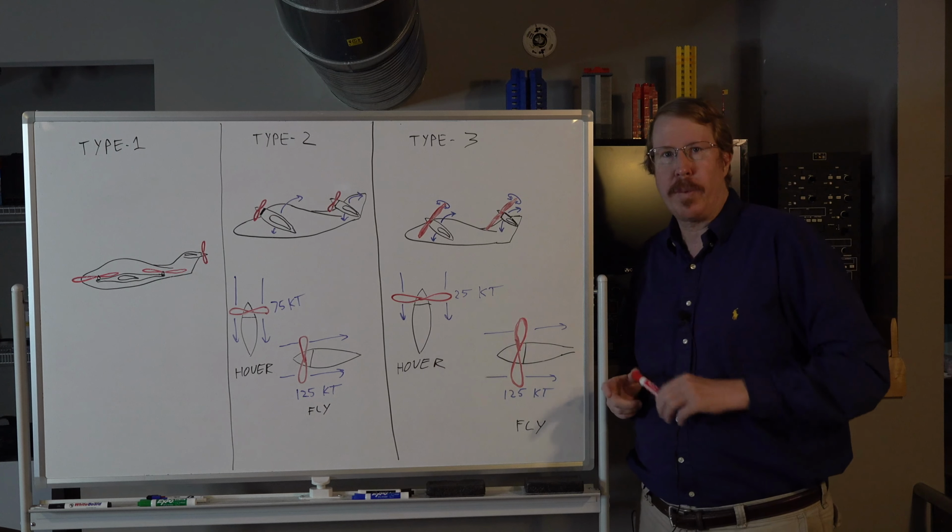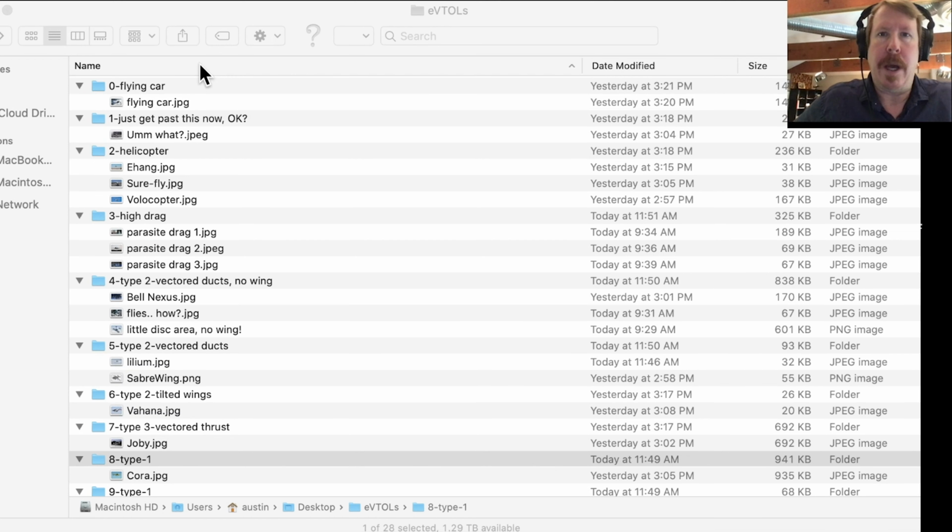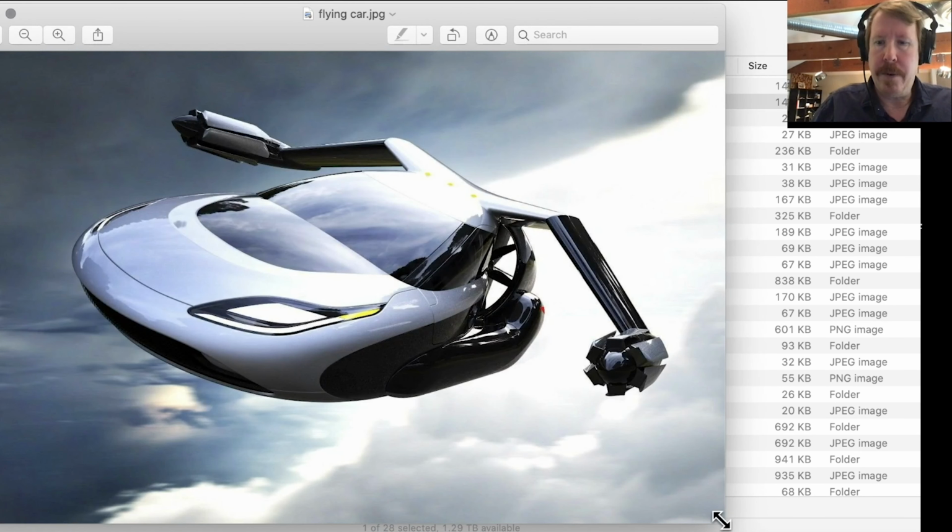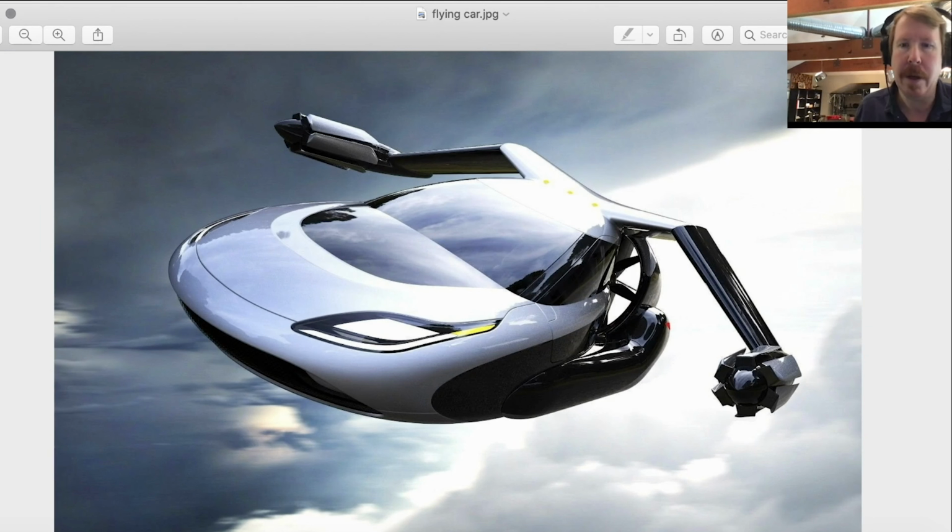Now let's look at some airplanes that use these. So here we go. Let's start with an idea I just want to get rid of right now. The flying car. This is a design that I believe makes no sense at all. Why is that? Well, the best thing you can say about a car is that it hugs the road, right? It hugs the road. A good car is completely unaffected by the air.